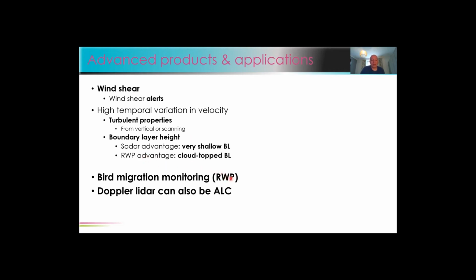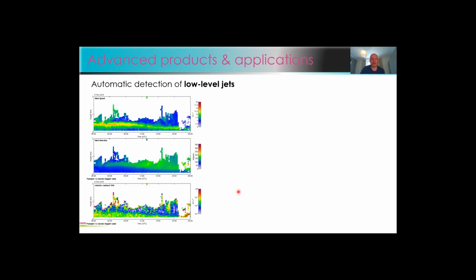And again, sometimes the disadvantages can also be turned into advantages. So there's actually plenty of cases now where the radar wind profilers are looking at bird migration monitoring. So you can actually follow when the birds are ready to migrate. And another thing, if you can do all the corrections correctly, you can also use a Doppler LiDAR in the same way as an ALC, which will be talked about later.